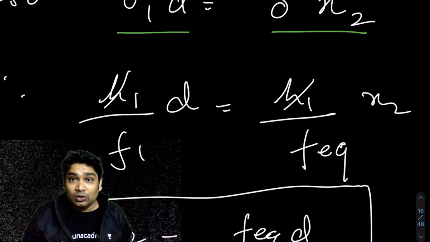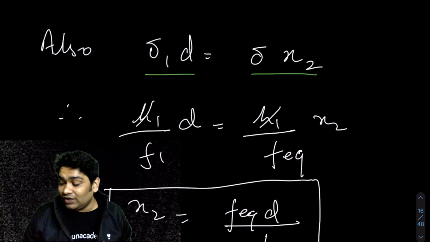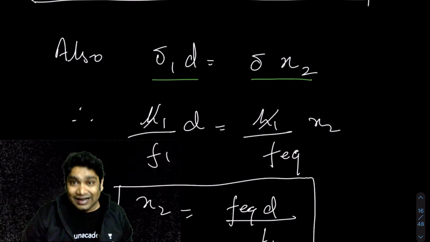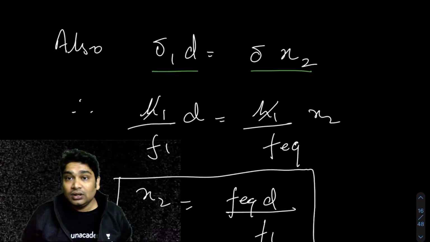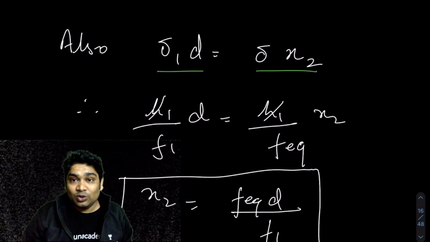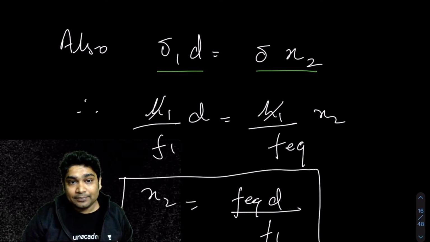Now I know that delta 1 would have been H1 over F1, and delta would have been H1 over F equivalent. So from here I got x2 related to F equivalent, F1 and D.